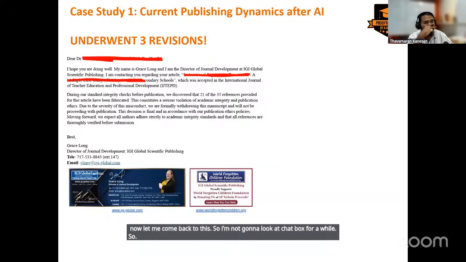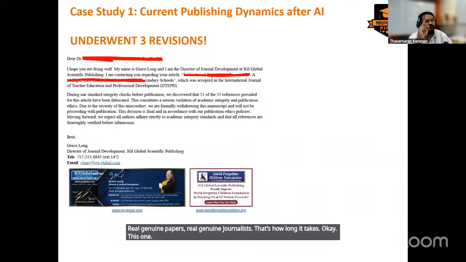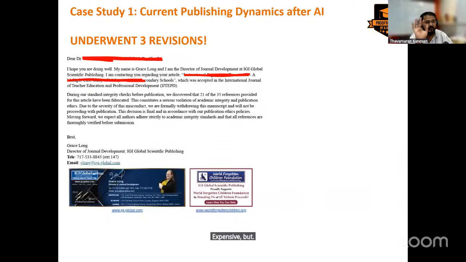So this particular paper was accepted, okay, after 13 months. That's how long it takes. Real, genuine papers, real, genuine journals, that's how long it takes. This one took 13 or 14 months, I think, if I'm not mistaken. The paper was accepted in a very good journal, IGI Global Scientific Publishing. Expensive, but a good, honorable journal.